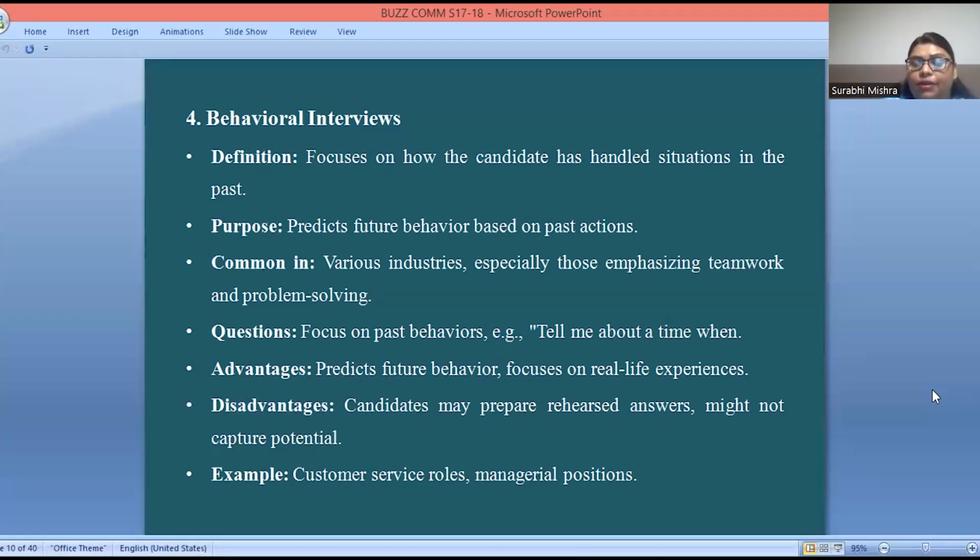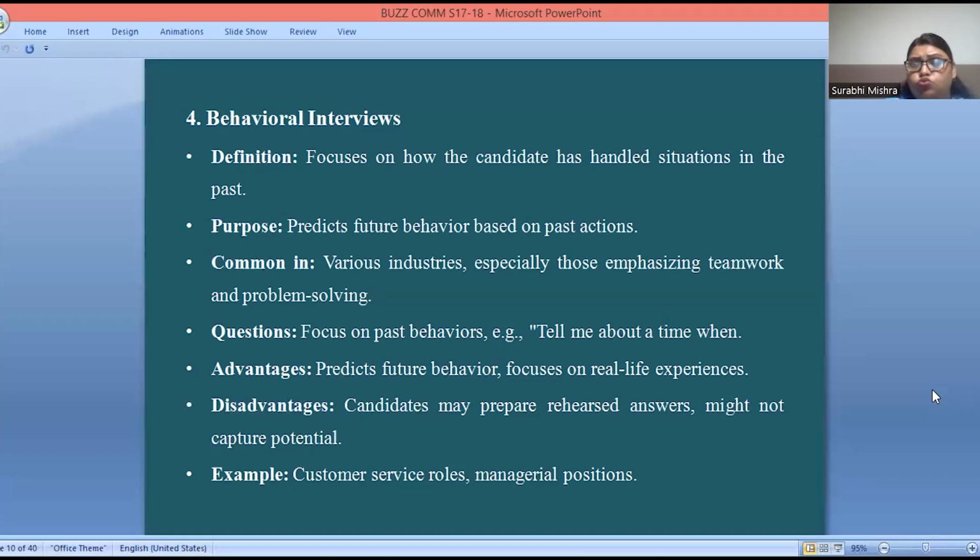Next, examples can include customer service roles. When we talk about BPOs or the food service industry or banking, education, any industry, we can look at how the candidate handled behavioral situations. So managerial positions can be an example of this.